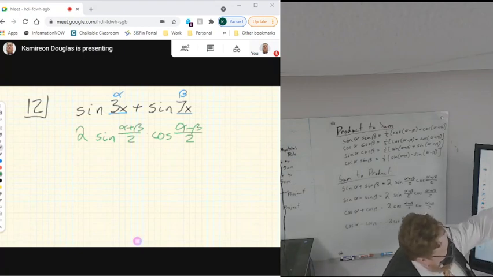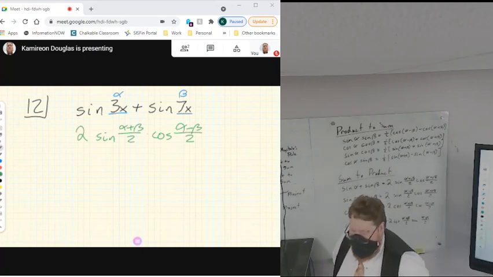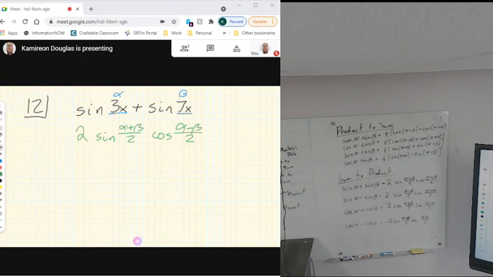So notice how it takes the sum of two things being added together, and turns it into a product of two things being multiplied together, as long as I fill in the alphas and the betas. So let's fill in. My alpha, as it says, is 3x. My beta is 7x. Let's fill in 2 from the formula, sine of (alpha plus beta): 3x plus 7x, all over 2. Cosine of (alpha minus beta): 3x minus 7x, all over 2.